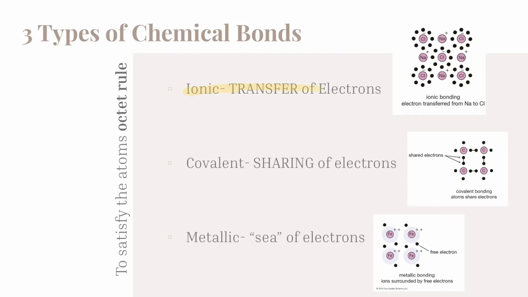There are three types of chemical bonds. Ionic bonds transfer electrons. Covalent bonds share electrons, and metallic bonds are a sea of electrons.